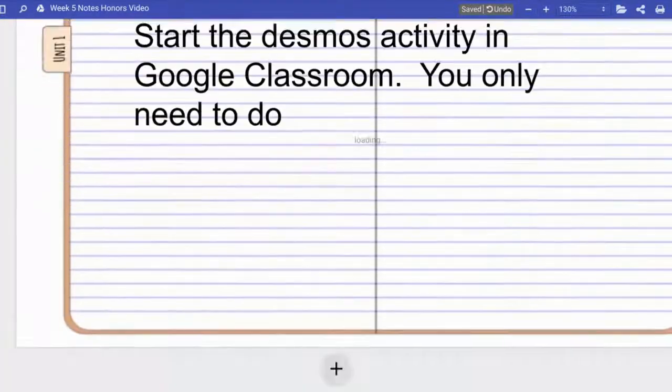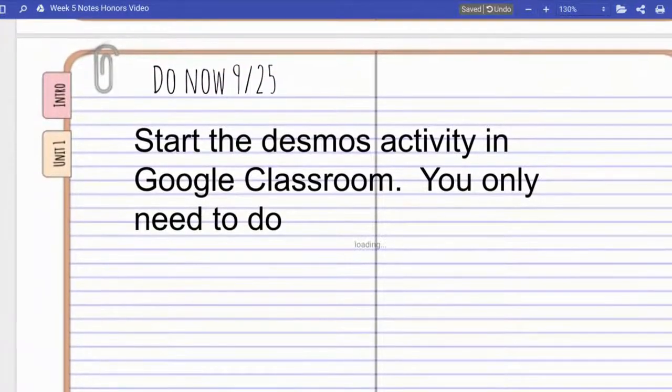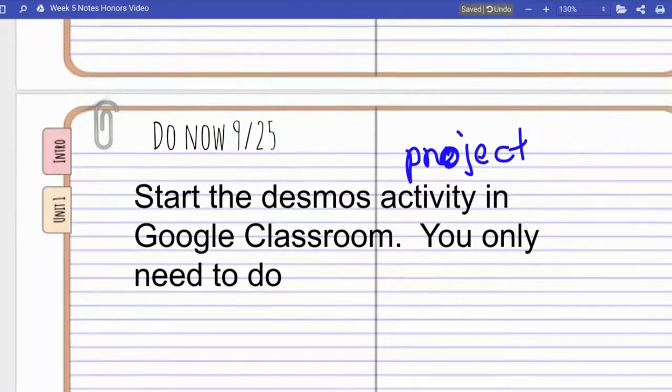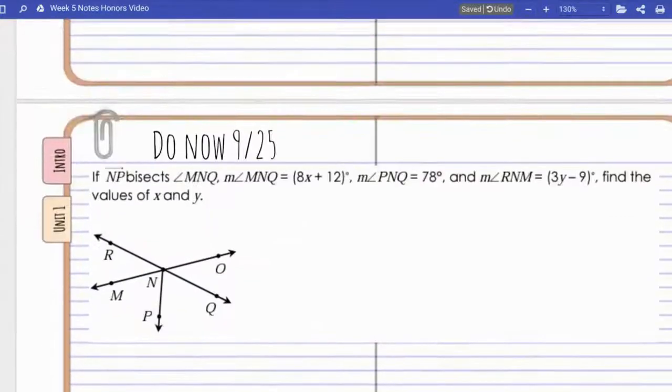Tomorrow I'm going to put an activity for you to do. It's actually going to be a project, but we're going to do the project piece by piece together. So I'll tell you exactly which parts of the project I want you to work on Friday. Don't forget to do your do now and turn it in on Friday.